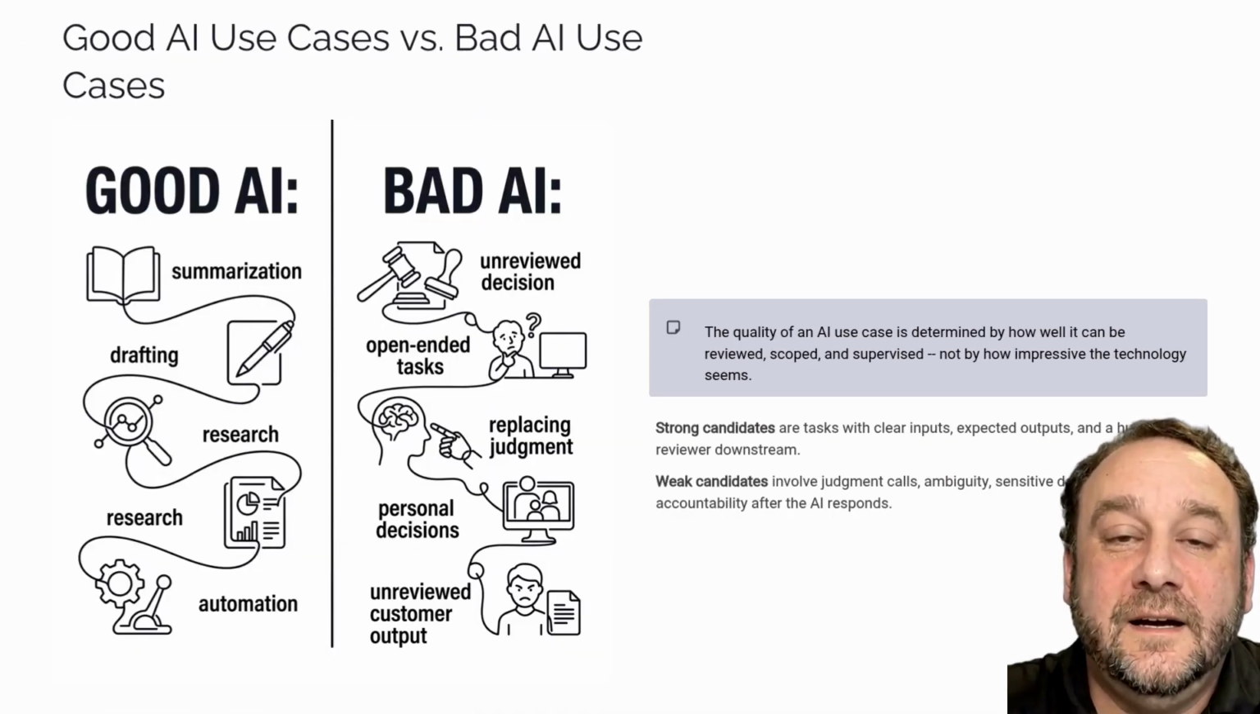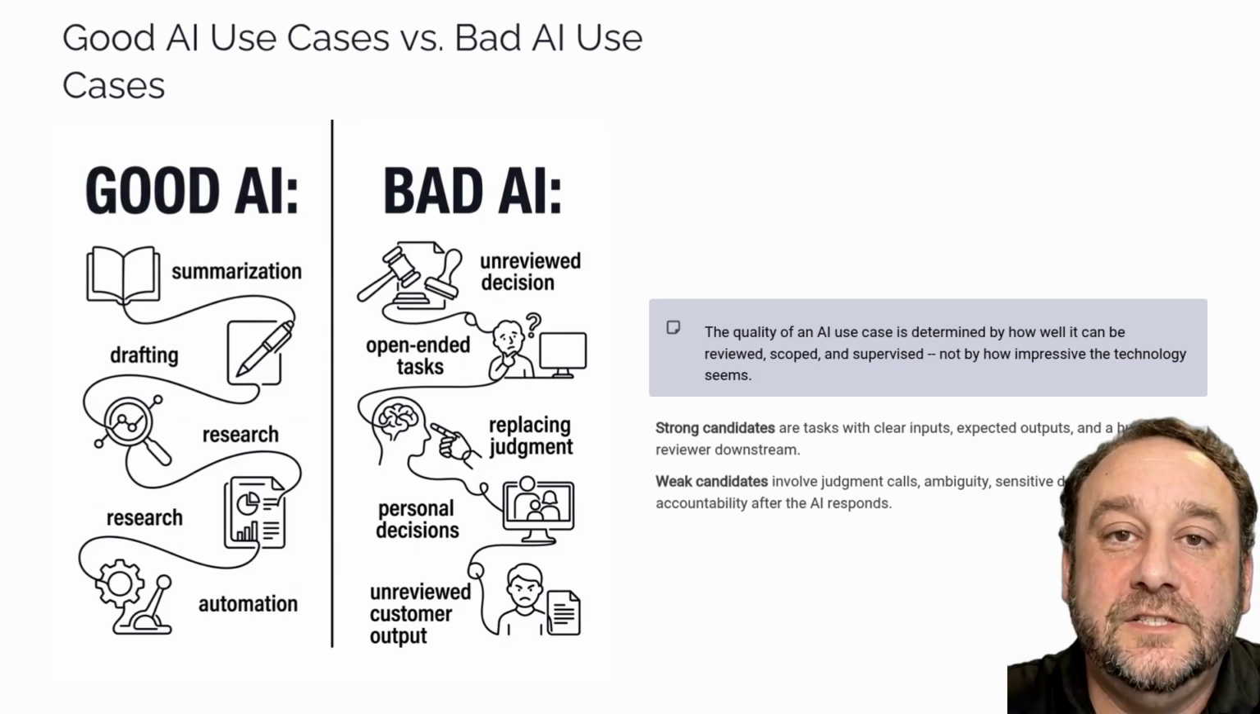Not every task is a good candidate for AI. Good use cases tend to be well defined, repeatable, and low to moderate risk. They include things like summarizing documents, drafting content, generating first pass ideas, supporting research, and improving workflow speed. Bad use cases are often vague, high risk, or dependent on sensitive judgment. For example, using AI to make final hiring decisions, approve legal conclusions, or replace human accountability in sensitive situations is a poor fit without strong oversight.